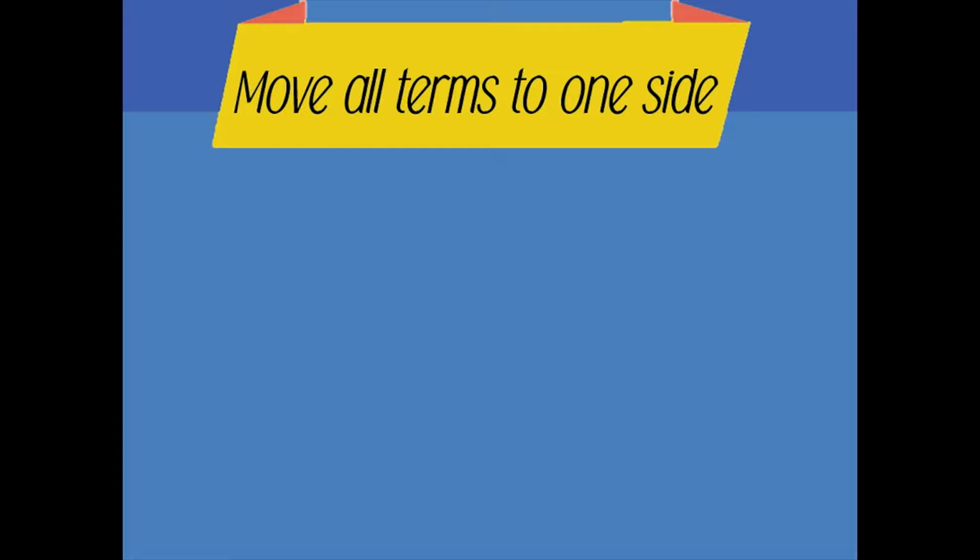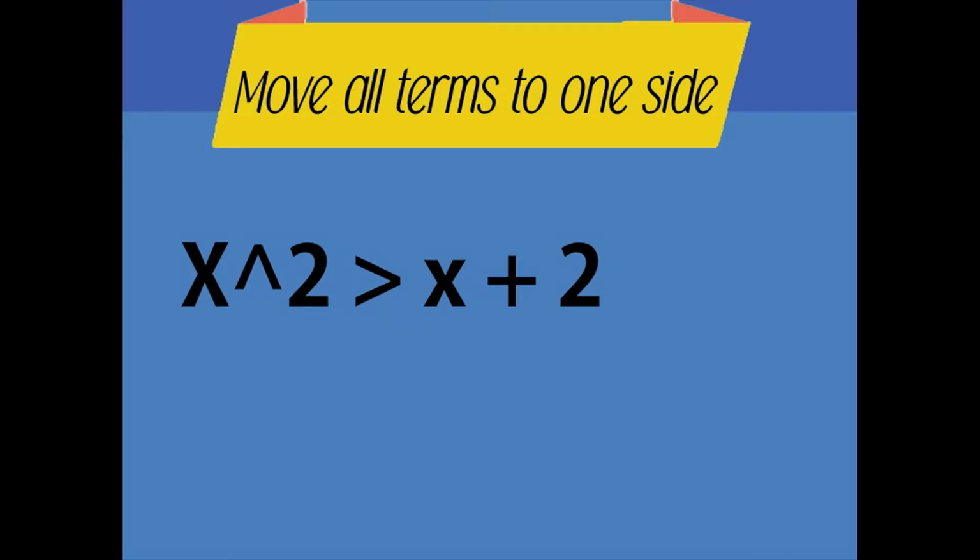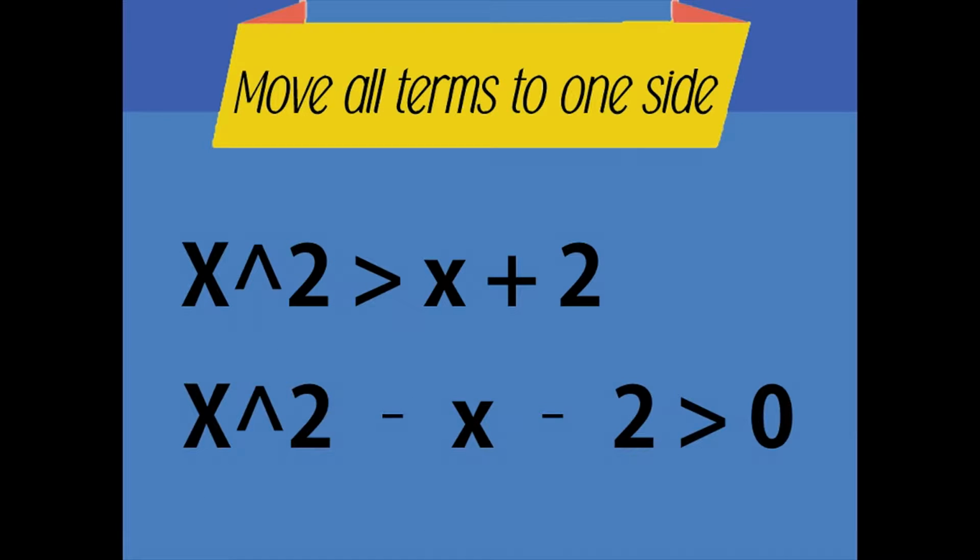First, the most important thing to do is to move all terms to one side. So x squared greater than x plus 2 will become x squared minus x minus 2, which is greater than 0. Now, how did this happen?